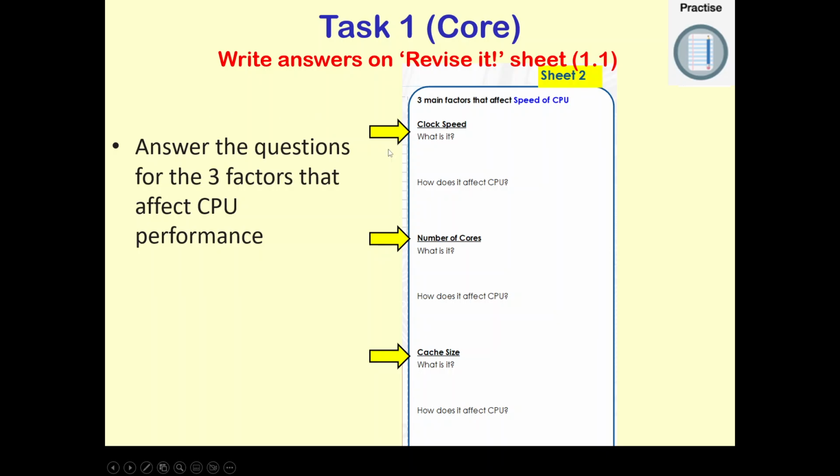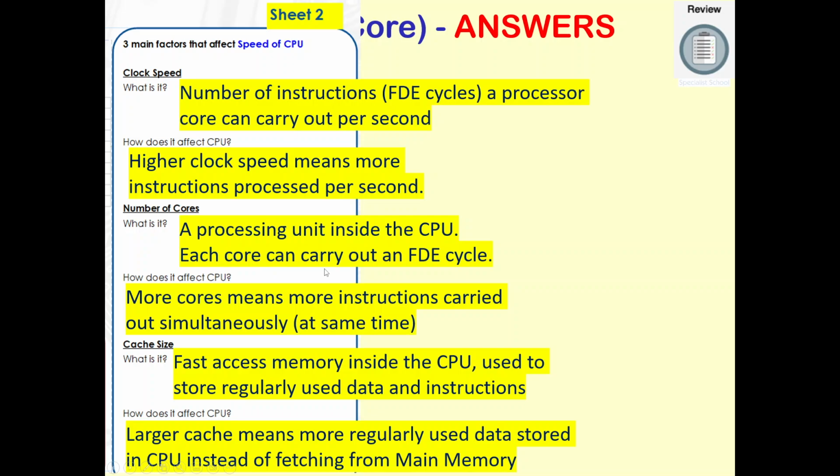Okay, 3 questions on here for the 3 factors. Write down your answers and then unpause the video to check on the next bit. There we go. Checking your answers. Number of instructions a processor can carry per second, the clock speed. The higher the clock speed, the more instructions it can process per second.